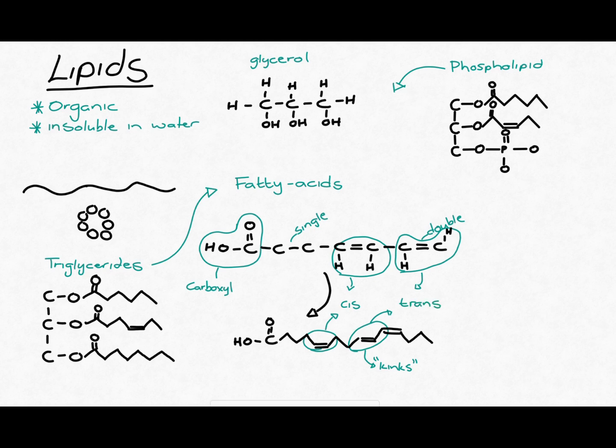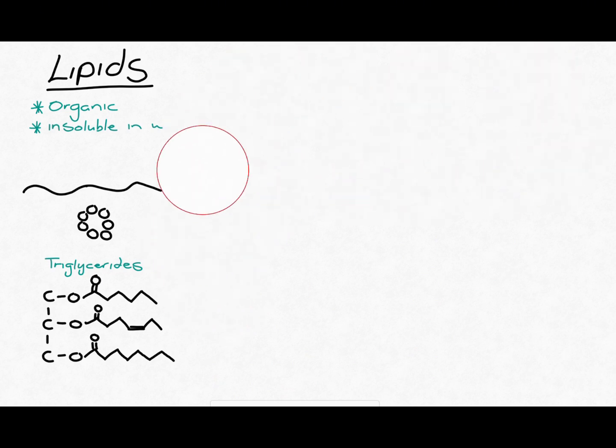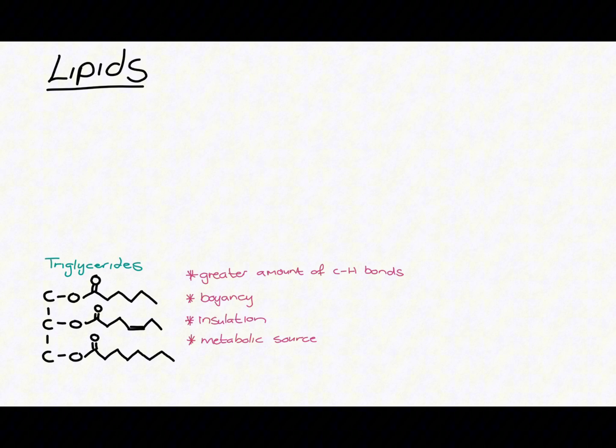Let's have a look at triglycerides. These are some of the most common types of lipids and are mainly used as an energy reserve. They have a greater amount of carbon-hydrogen bonds than carbohydrates, which means that the same mass of lipids will yield more energy in oxidation than the same mass of carbohydrates. They are also a good storage molecule, as they can aid in buoyancy, insulation, or as a metabolic source of water. This is why excess carbohydrates are stored as triglycerides.